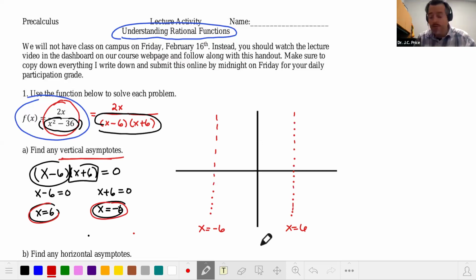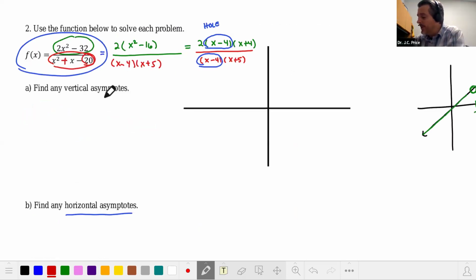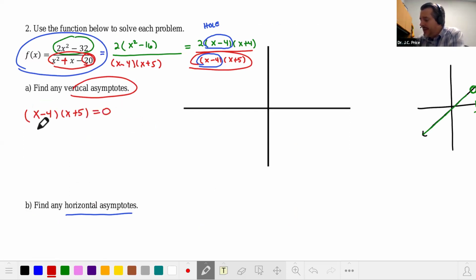All right, let's do it again. So let's go to the next one. So let's find the vertical asymptotes on this one. So again, we just take that denominator and we set it equal to 0. So x minus 4 times x plus 5 is equal to 0. And so what does that mean? That means either this is 0 or that's 0. And so either x minus 4 is equal to 0, or x plus 5 has to be equal to 0. And so we add 4 to both sides and get x equal to 4. And we subtract 5 from both sides, get x equal to negative 5.